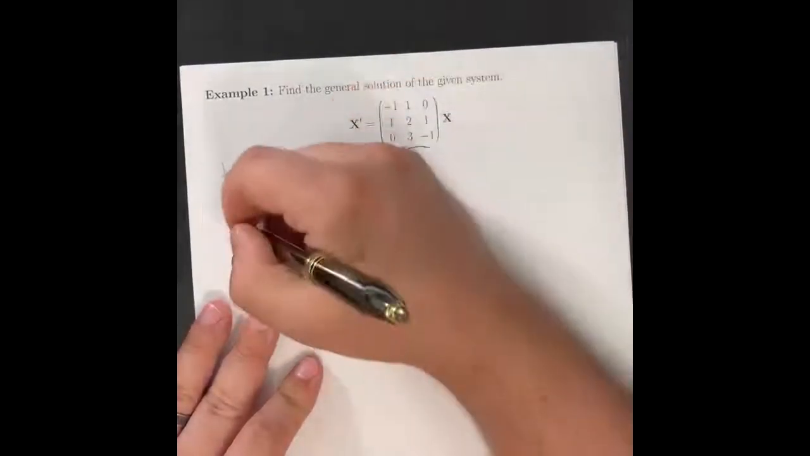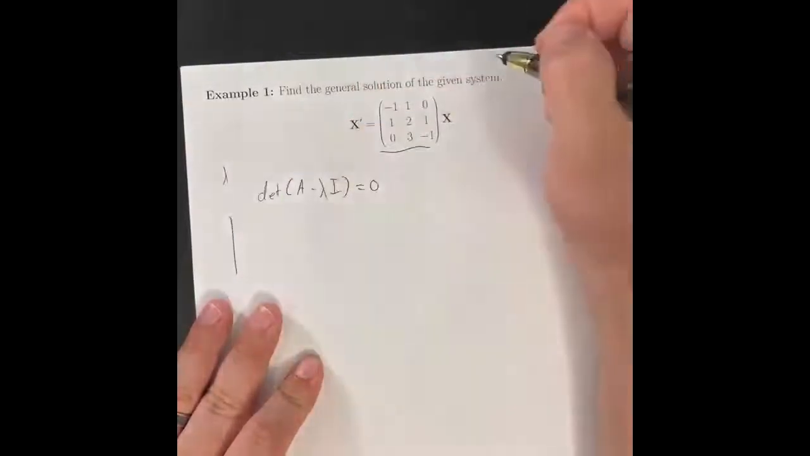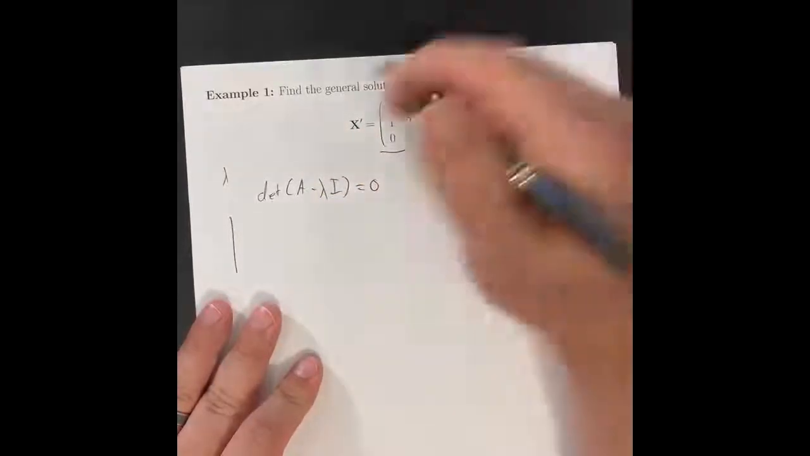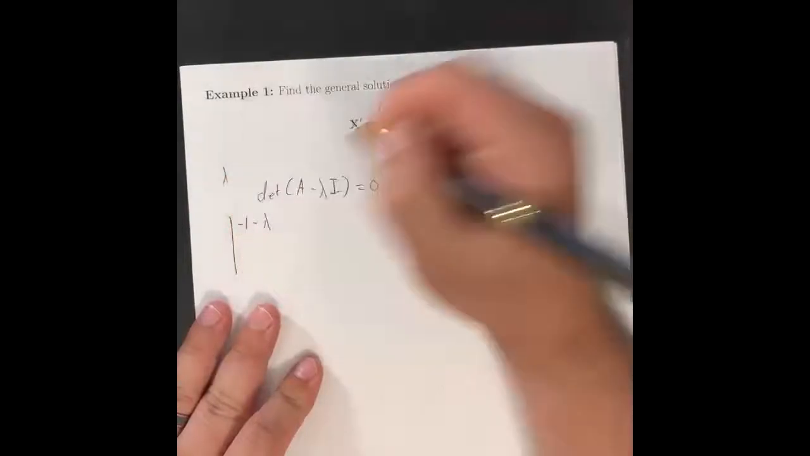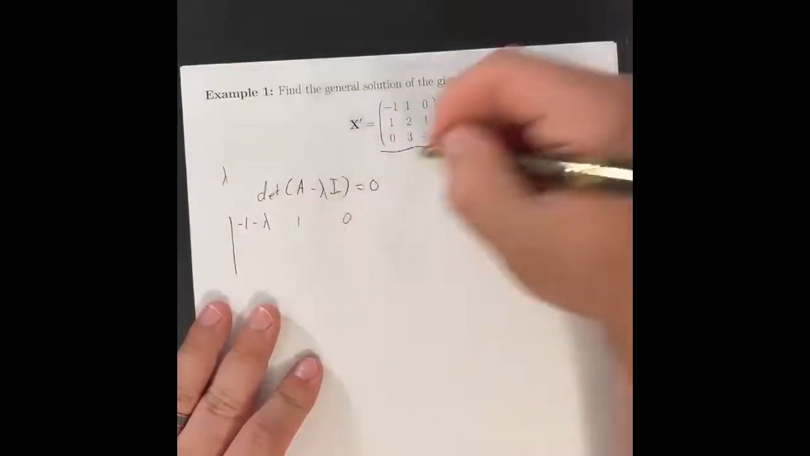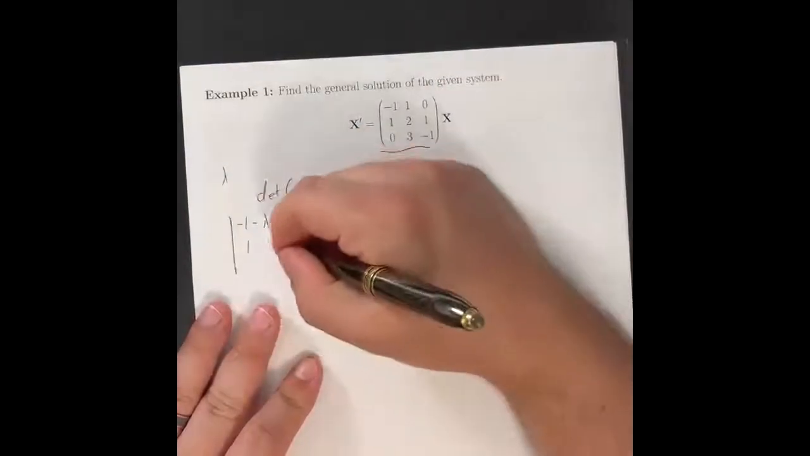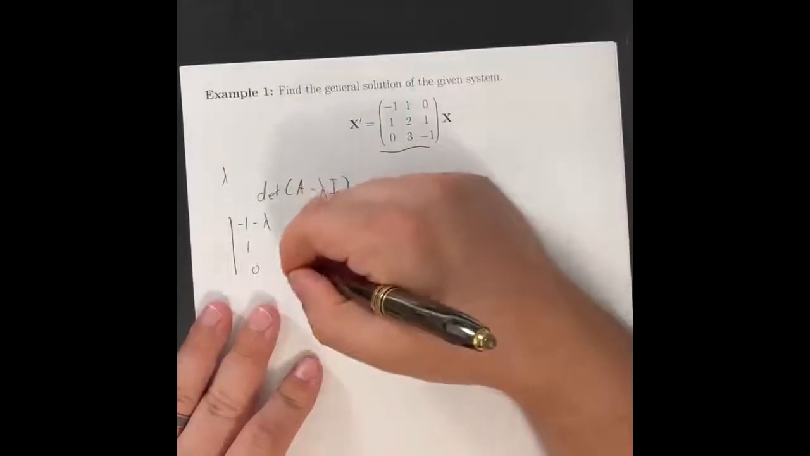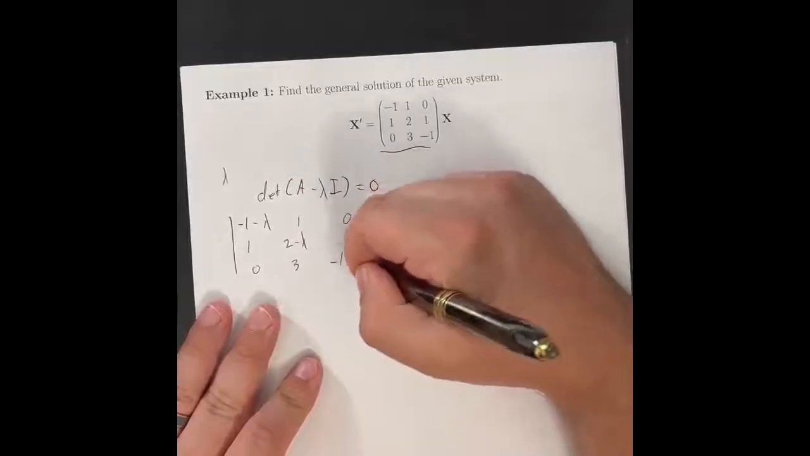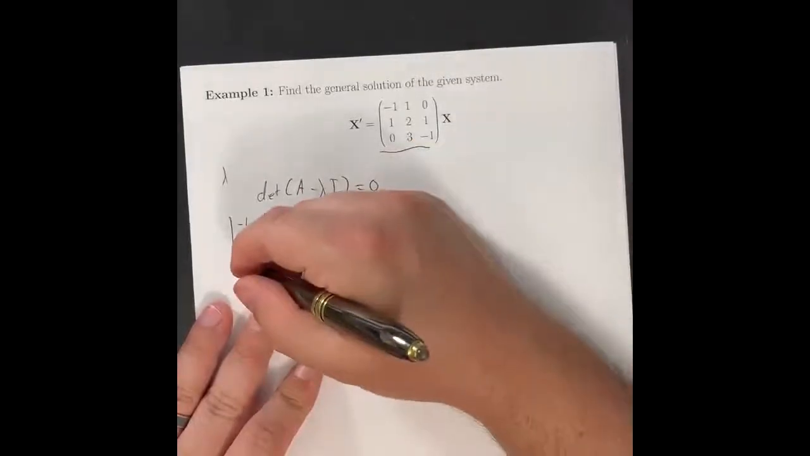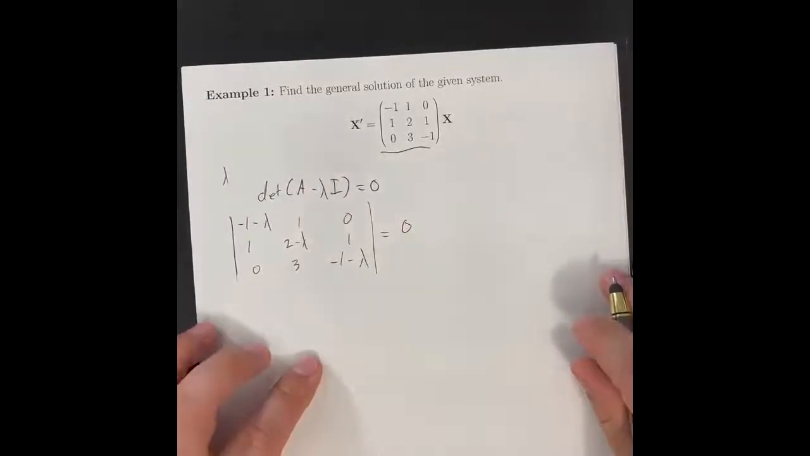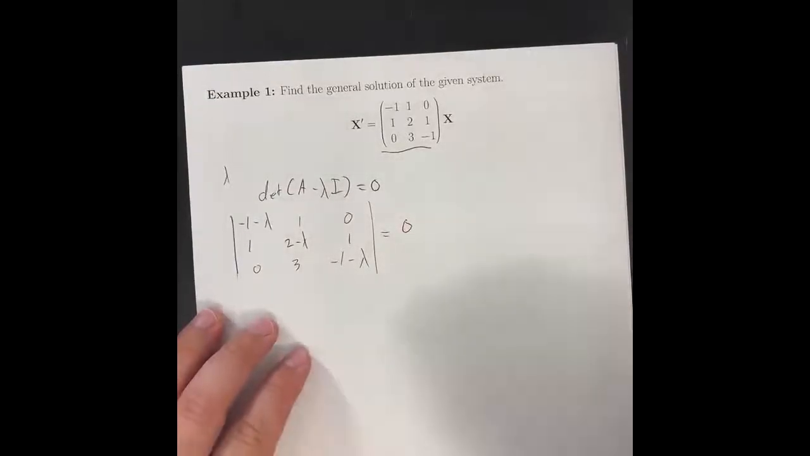So we need to write this down. We basically have the determinant of A minus lambda I. So we take all the diagonals and we subtract lambda from them. So we have negative 1 minus lambda, 1, 0. We have 1, 2 minus lambda, 1, 0, 3, negative 1 minus lambda. So the determinant of that matrix should be 0. We need to find what lambda makes that determinant 0.